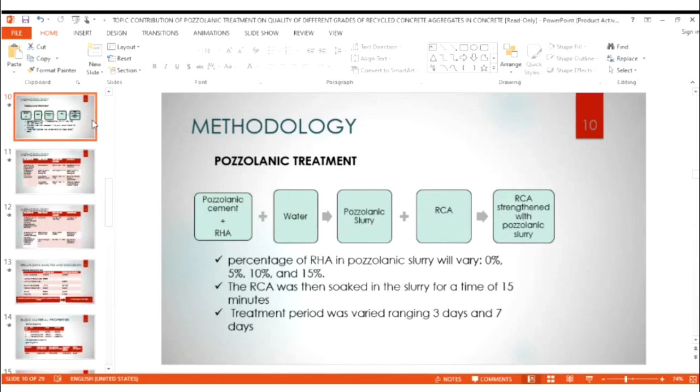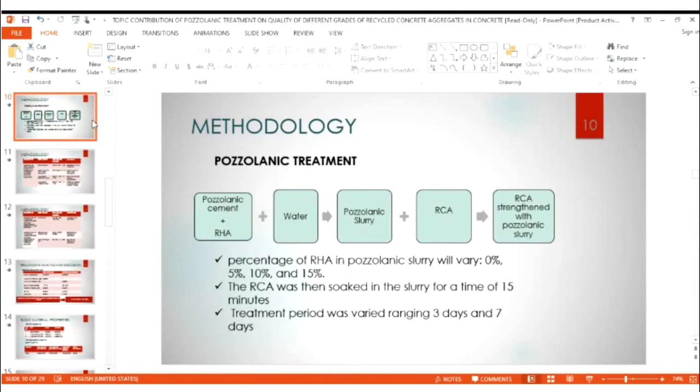Where did you get the slurry from? The slurry was obtained by mixing water and the pozzolanic cement, which was 32.5 pozzolanic cement, and then we had to burn the rice husk to ash at 600 degrees so that we could obtain the ash. Then we did the mix. So this slurry is the cement and water and the rice husk ash? Yes. Oh, I see. Then you add the RCA to it. Yes.